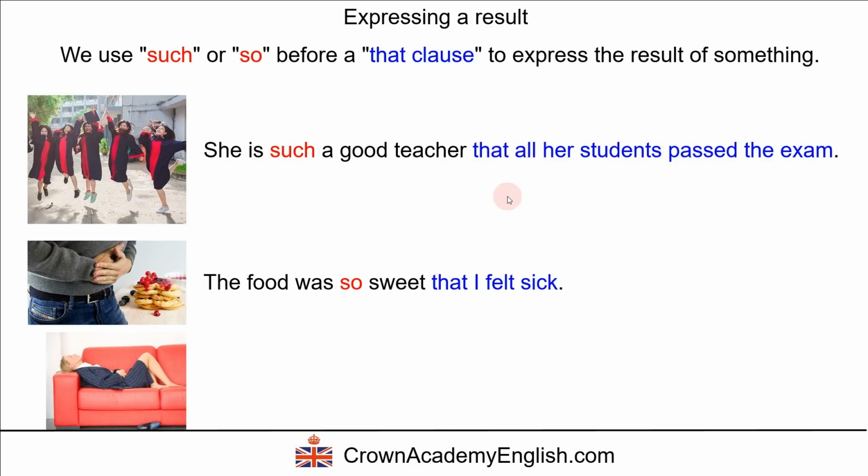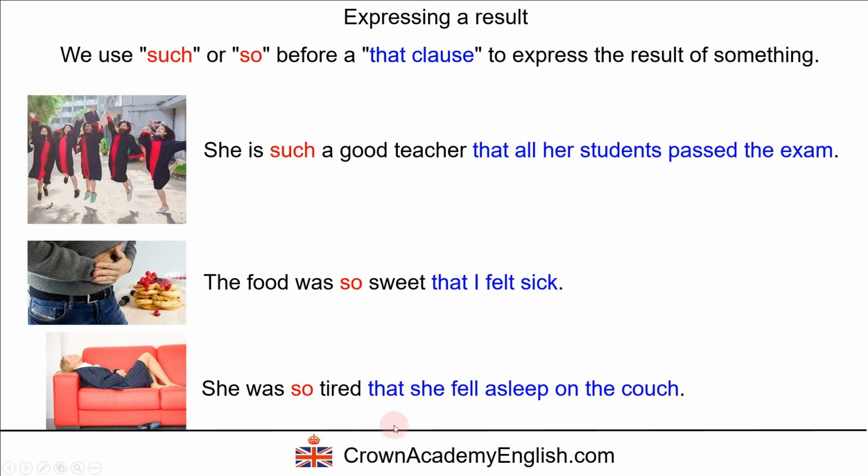And finally, the last example. She was so tired that she fell asleep on the couch. So here is the normal structure. This means she was very tired. She was so tired, so followed by an adjective. And this is the result. She fell asleep on the couch. This has happened to me a few times.